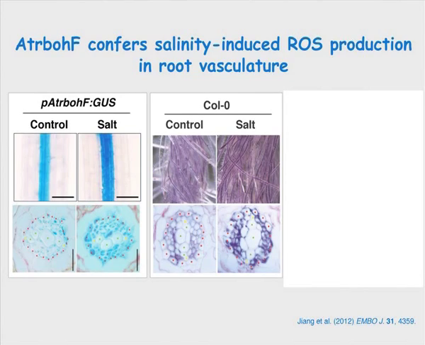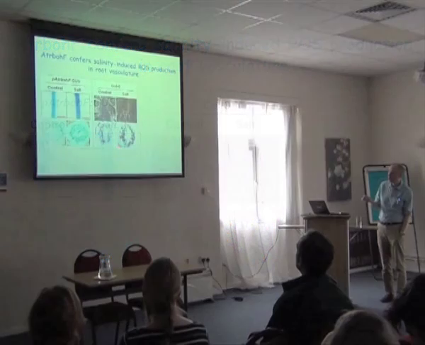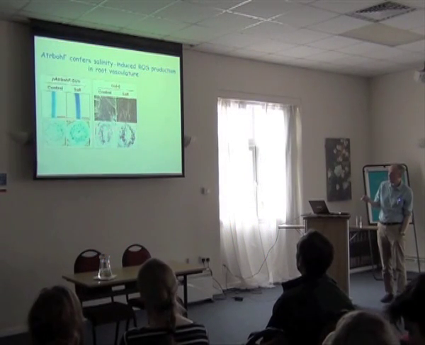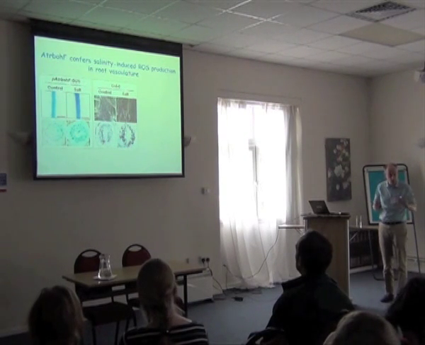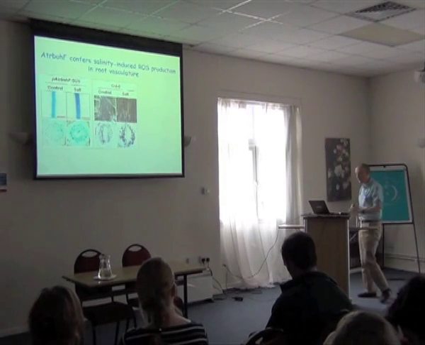So what does it do in there? You might imagine it makes ROS, that's its job. You can stain for ROS by using a stain called nitroblue tetrazolium, which stains purple in the presence of ROS. And here you can see wild type, so normal roots, being stained with nitroblue tetrazolium. If you do that in the absence of salt, you can see a ROS signal, the purple, in the vascular tissue of the root. If you treat that wild type plant with salt, you get an increase in the amount of staining. So salt increases the amount of ROS within the root vasculature.